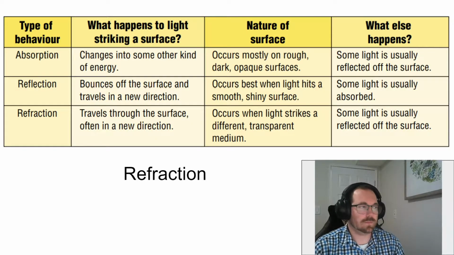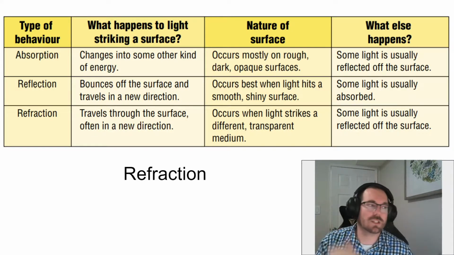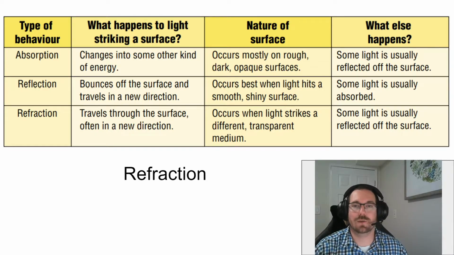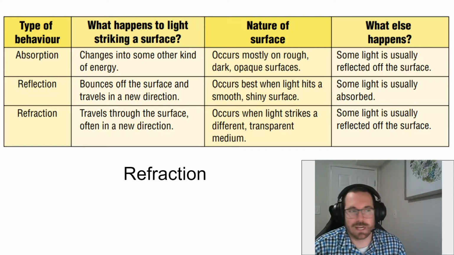With reflection, when the light strikes a surface, it bounces off the surface and travels in a new direction using our law of reflection. It occurs best when light hits something that's smooth or shiny. Some light is usually absorbed, but the majority of it usually bounces off and travels in that new direction.